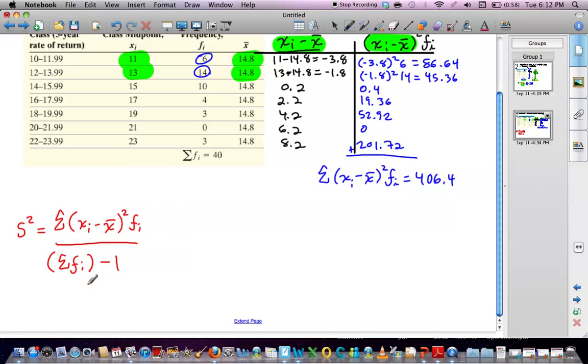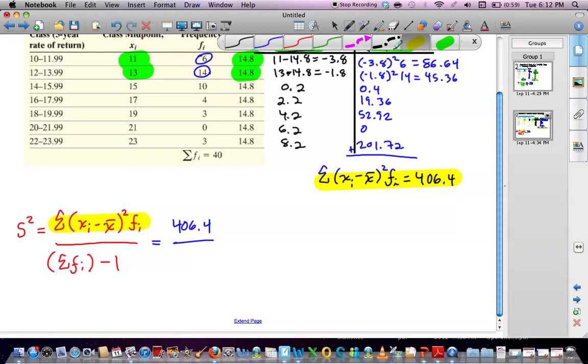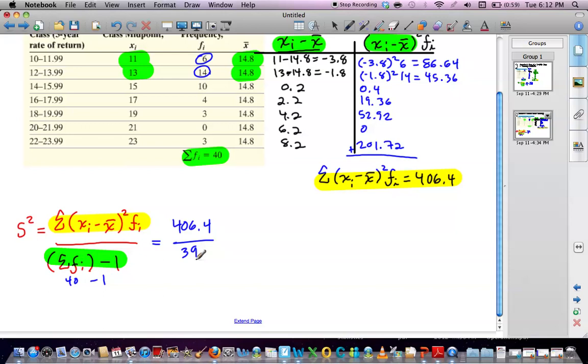We've already done all this work in these columns, so we don't have a lot left to do. That's this right here. So we're going to plug in 406.4 divided by, down here, let's use green, we've added up the frequency, that's 40, take away 1, so we're going to divide by 39, and we get approximately 10.42. So that's the variance.